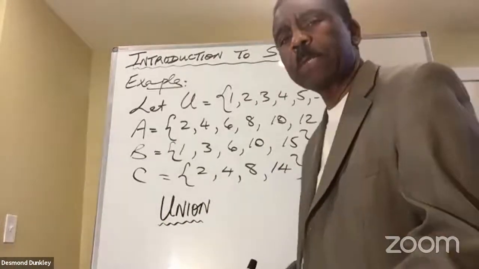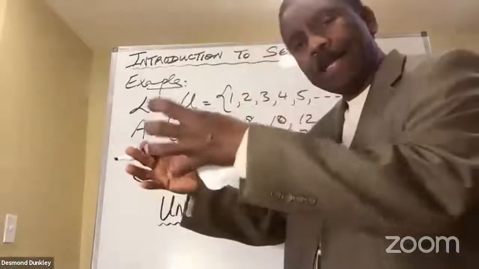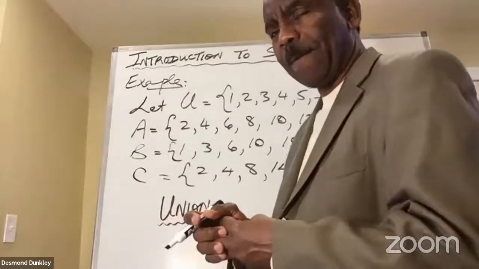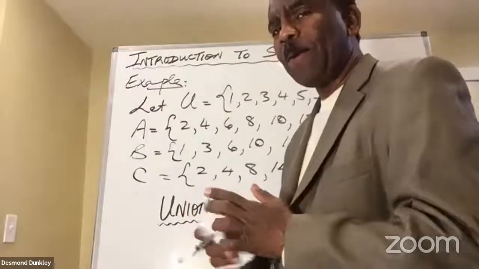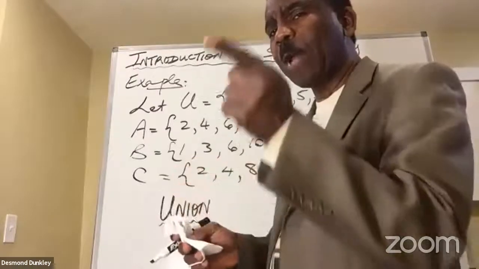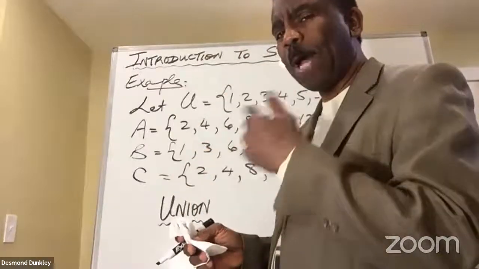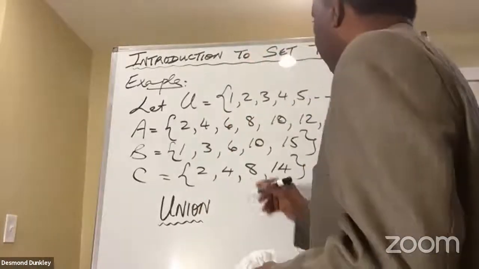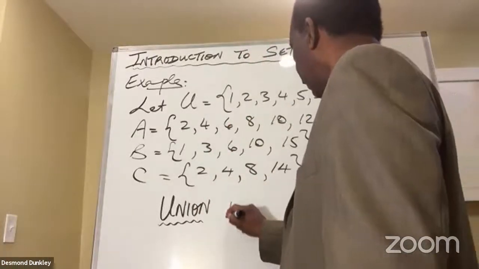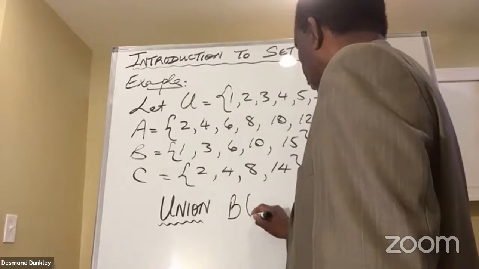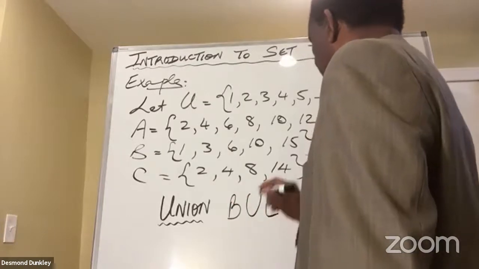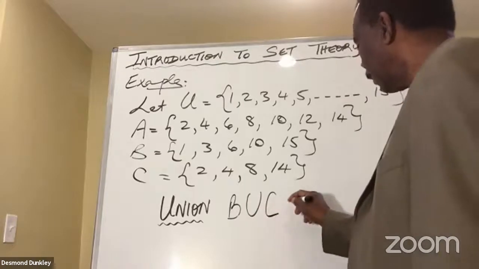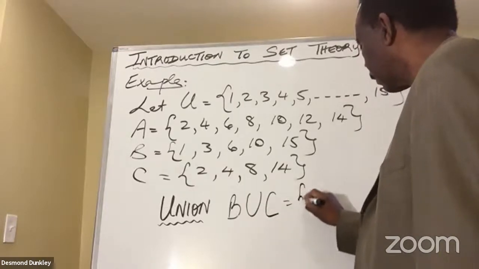And the union of two sets is when you combine the elements of the two sets. One thing to keep in mind, when you form the union, you do not duplicate one that is in both. You just write it once. So for example, B union C. Notice B union C is equal to the set.